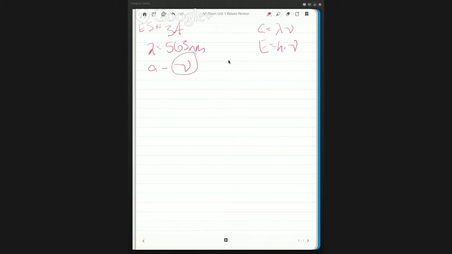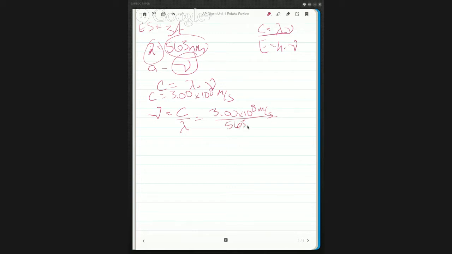So if you're looking for this and you're given lambda, you must be going to use this equation, right? Which is C is equal to wavelength times frequency. And C is a constant. C is equal to 3.00 times 10 to the 8th meters per second. And since you're solving for the nu, the frequency, nu is equal to C over wavelength, okay? So you plug in 3.00 times 10 to the 8th meters per second divided by wavelength, which is 563 nanometers.